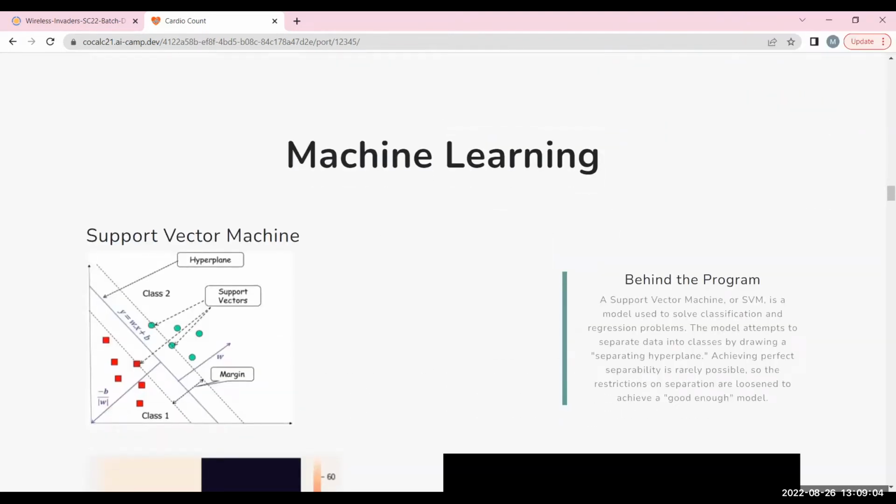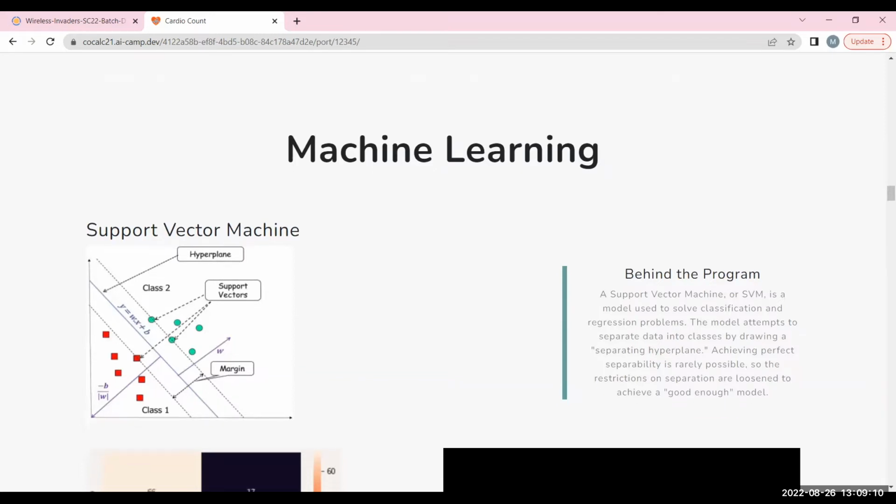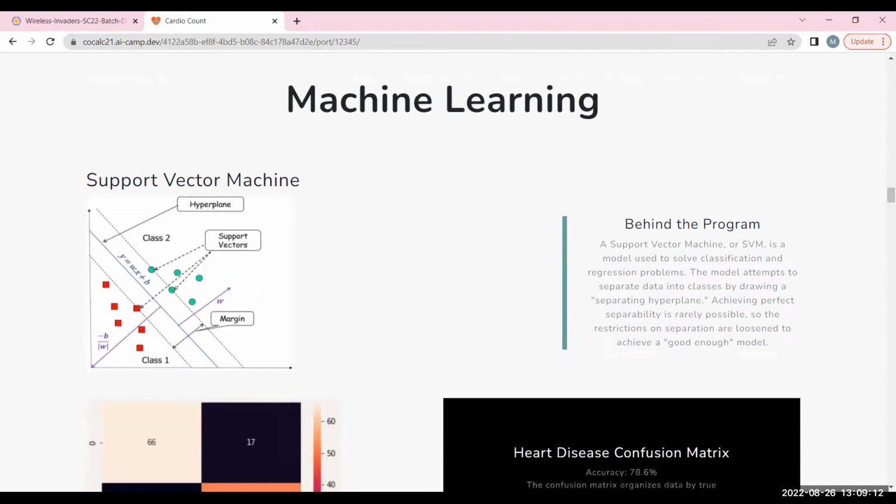This is the machine learning process behind our data set. We used support vector machine, also known as SVM. It's a model used to solve classification and regression problems. The model attempts to separate data into classes by drawing separating hyperplanes. Achieving perfect separability is rarely possible, so the restrictions on separation are loosened to achieve a good enough model.